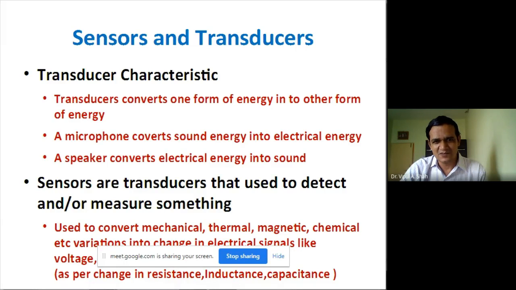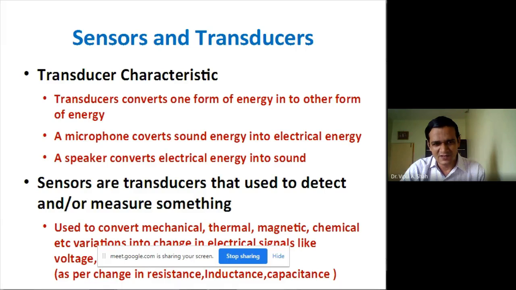A transducer converts one form of energy into another form of energy. For example, a microphone converts sound energy into electrical energy. A speaker converts electrical energy into sound waves. So this is the function of a transducer, which converts one form of energy into another form of energy. This is a part which you have to remember as the transducer definition.